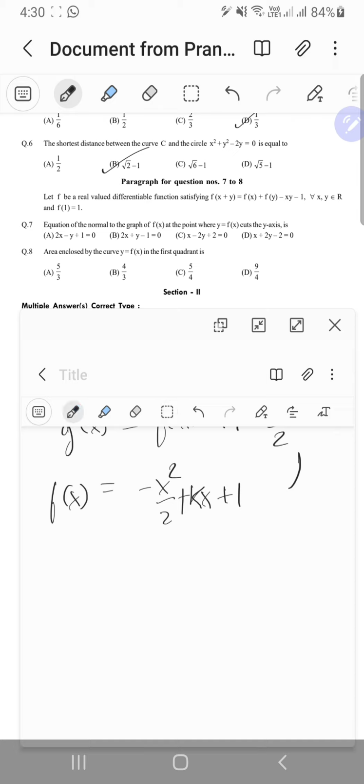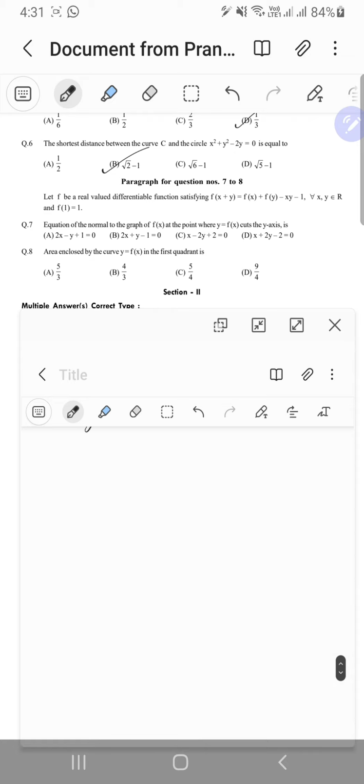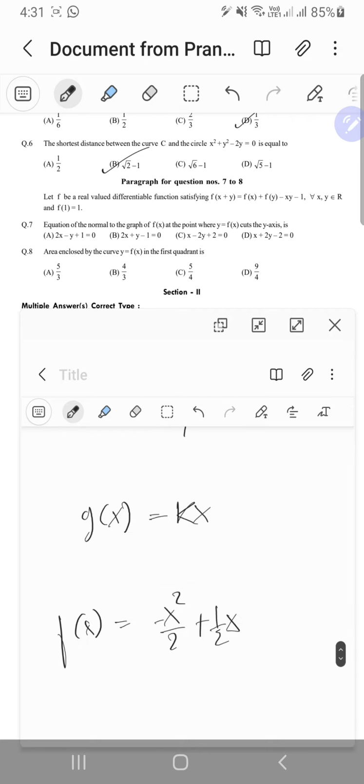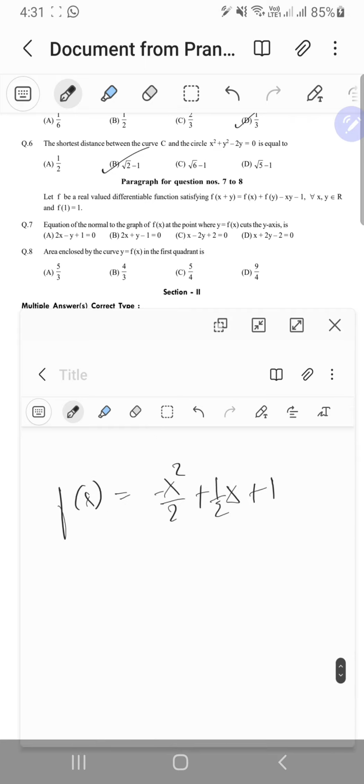Now let's solve the question. f of 1 is 1, that's nice. So 1 is negative 1 upon 2 plus k plus 1. So k equal to 1 by 2. So you just have f of x equal to negative x squared by 2 plus 1 by 2 x plus 1. Yes, that's the whole thing.